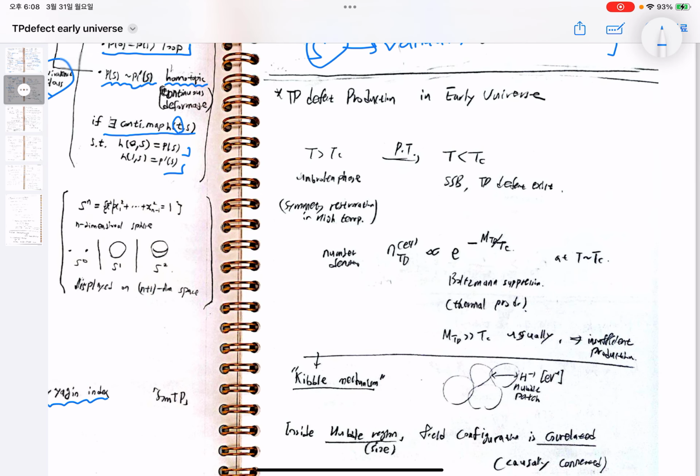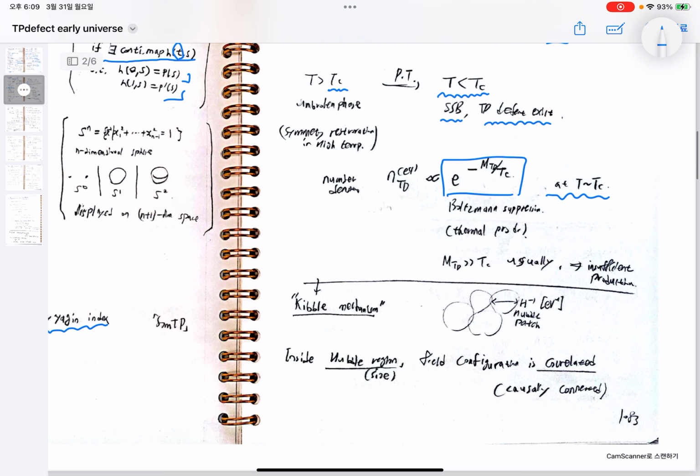Now I will talk about the physical point of view. The topological defects are produced in the early universe after the phase transitions at the critical temperature Tc. So after the cooling, T is below Tc, the spontaneous symmetry breaking occurs and the topological defects exist. And the number density of these topological defects is given by the Boltzmann suppression at the critical temperature.